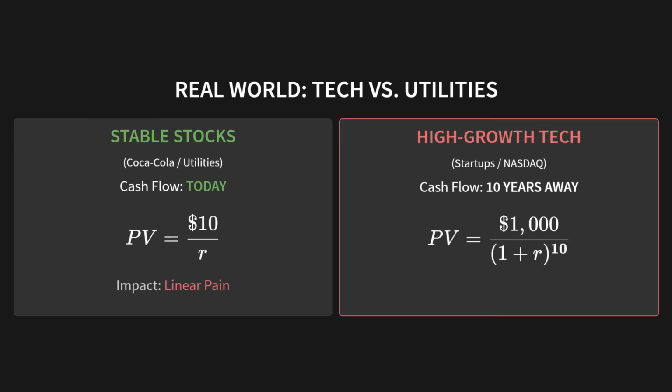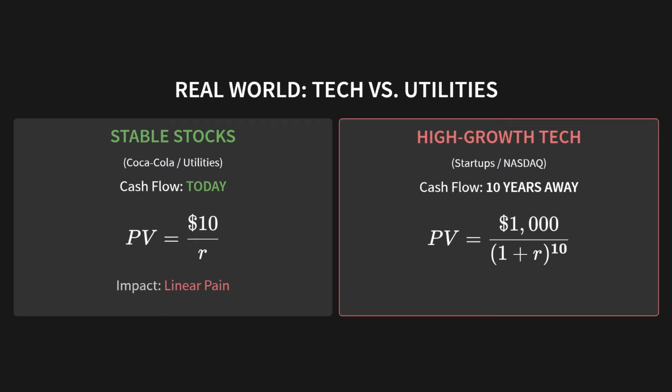Okay, let's bring this into the real world. How does this explain the difference between, say, tech stocks and utility stocks? Think about stable, dividend-paying stocks, companies like Coca-Cola or a boring utility company. They are a lot like our Cash Flow Inc. They generate their cash flow today. The formula is our simple one. PV equals $10 over R. When rates go up, they feel pain, sure, but it's linear pain.